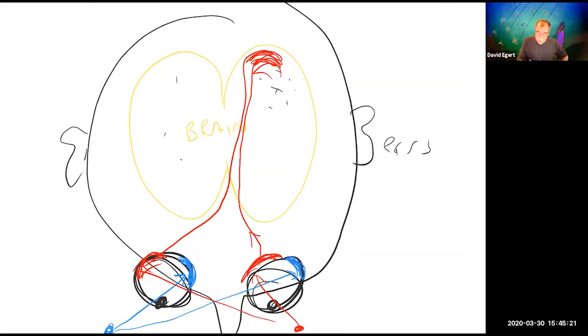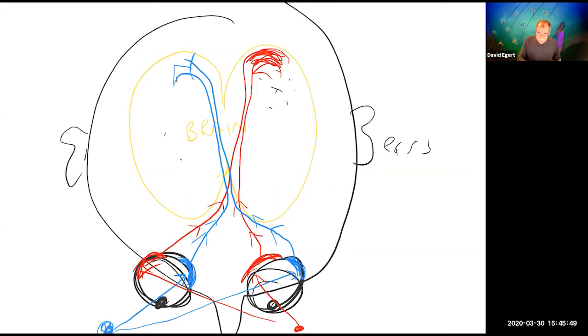So both eyes send information about that side of the visual field to this visual cortex. Same thing with the opposite visual field. Both eyes are going to send information to the brain about that side of the visual field.